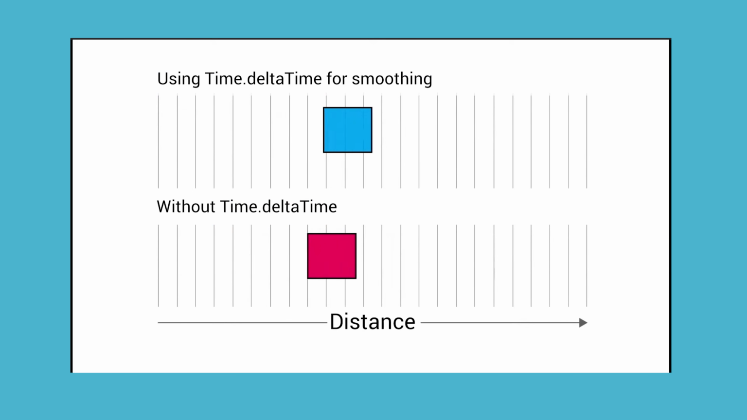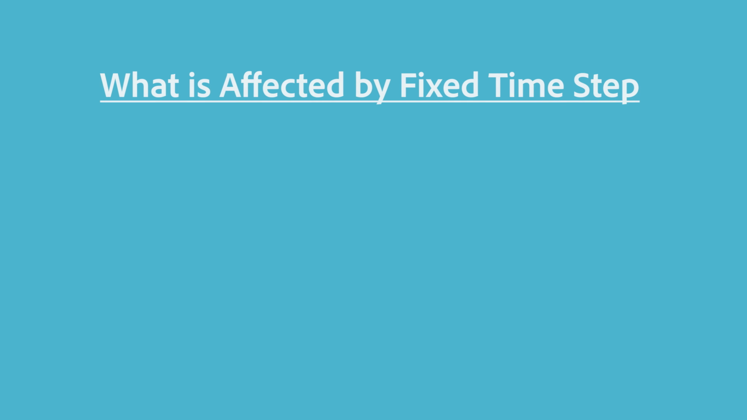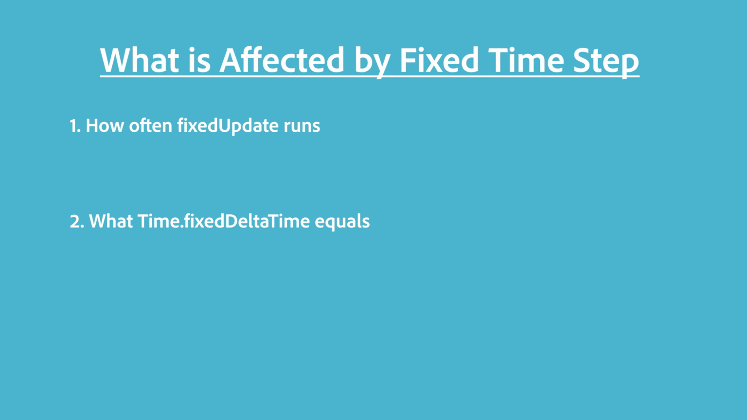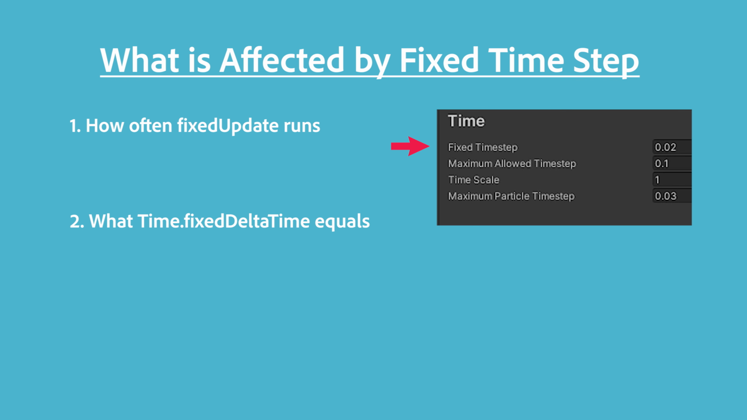Now for fixed update, even though the function is happening at a consistent rate, you'll still want to adjust by time.deltaTime, because if you decide to change the fixed time step in your settings, your movement will not adjust properly, since both the rate at which fixed update runs and the value of time.fixedDeltaTime are equal to whatever you have the fixed time step set at.